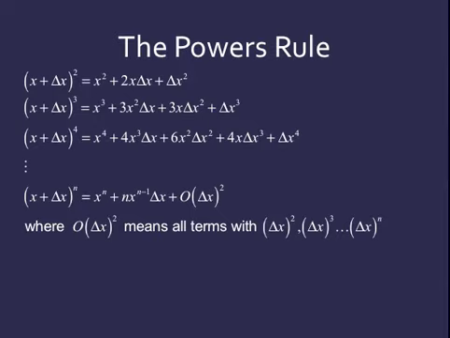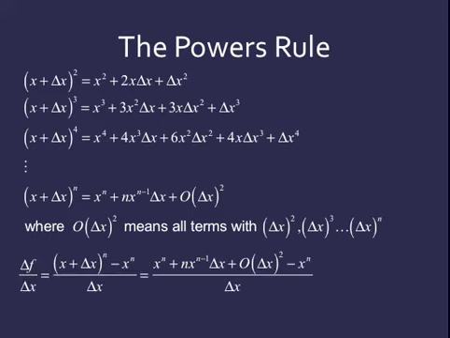Now this notation O(Δx²) means all the terms that have got a Δx², Δx³, and so on and so forth up to Δx^n. Now if we write that out in full, as our difference quotient, we had Δf over Δx is equal to (x + Δx)^n minus x^n all over Δx. Substituting in the equation above, this is going to be equal to x^n + nx^(n-1)Δx plus all the other terms, minus x^n, over Δx.